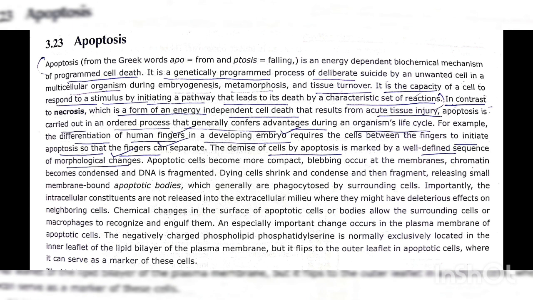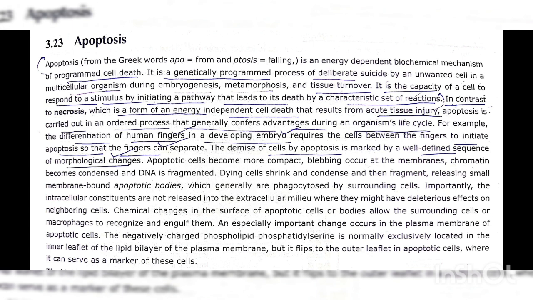In this video we will discuss apoptosis or programmed cell death. It is an energy dependent biochemical mechanism of programmed cell death. Here one cell is destroyed or dead, but in a controlled manner, in a programmed way. It is a genetically controlled process of deliberate suicide by an unwanted cell in a multicellular organism.